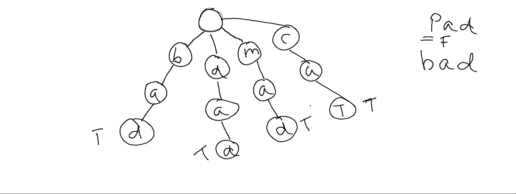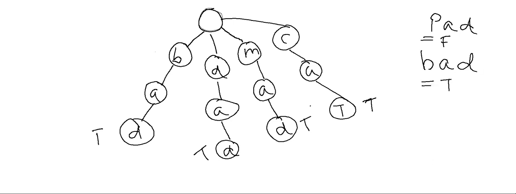Does this node A have a child node D? Yes. And that's the end of the word, I mean the end of our search word, and it's also the end of the word is true, and our search string is also done. So this is going to return true.